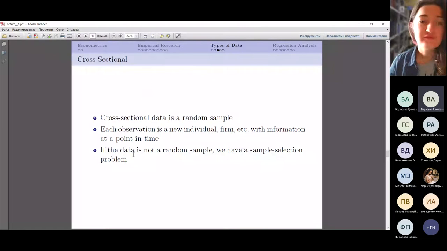The second important feature of cross-sectional data is that this data should be a random sample. If the data is not a random sample, we have a sample selection problem, or we can obtain some unwanted effects in our regression models, or when you test some hypothesis. Your results and conclusions could be wrong if your sample is not random. And of course, sometimes random sampling is not appropriate.